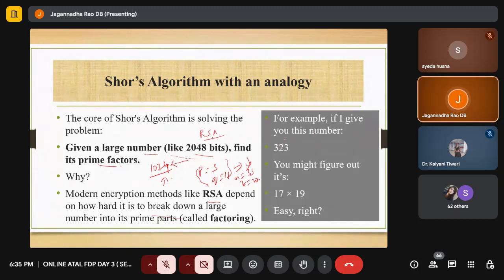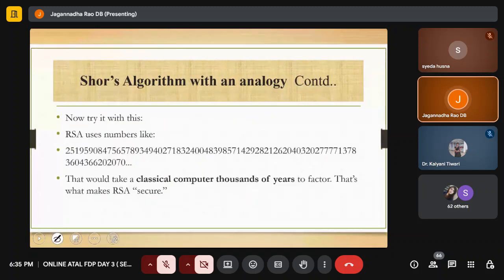For example, I am taking 323. What is the factors for 323? For example, it is very easy. Simply you are telling 17 into 19 is okay. But in case if you go according to RSA algorithm, I told already more than 1024 bits. Here in this example, I am asking more than 2048 bits. You take it. For this, what is your number?